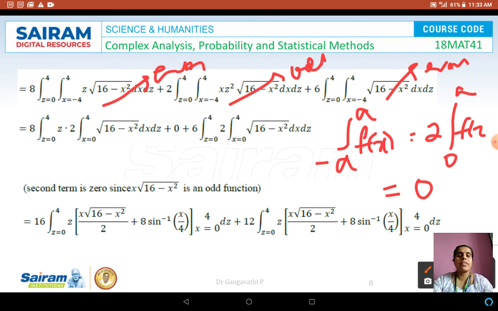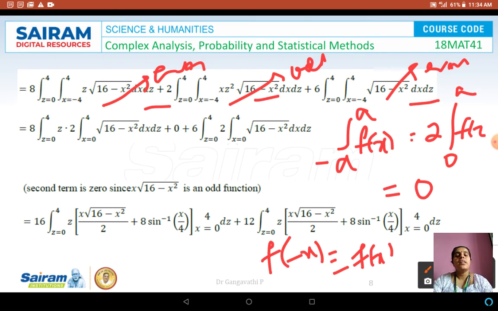So how do we check even and odd function? It is with respect to replacing x by minus x. If we get back our function, then it is even. If when we replace x by minus x, f of minus x results in minus f of x, then the function is odd. So this function results in odd, whereas the first and the third one are even.